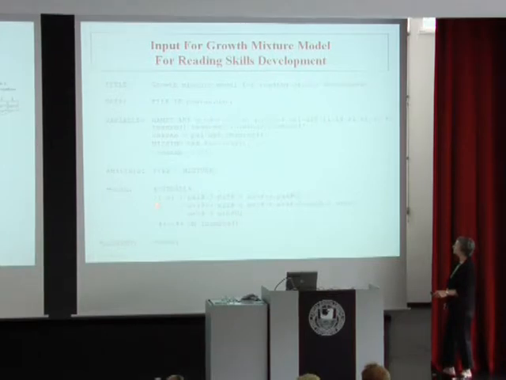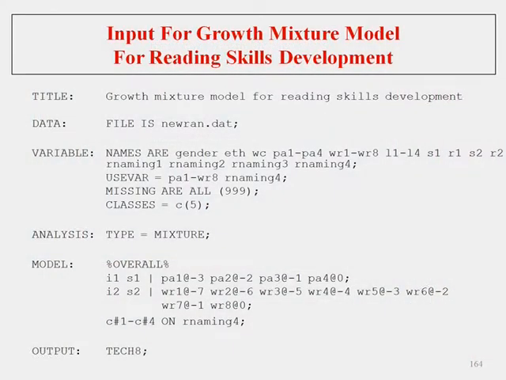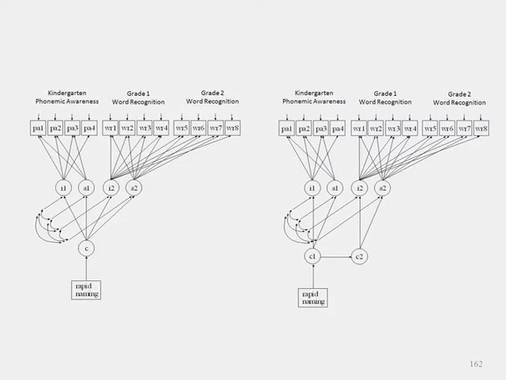And then also I2, S2, and we have the same type of issue that we're doing it at final status. We're making the final status representative of the intercept growth factor. So we have one growth model for kindergarten and a second growth model for first and second grades. We have one categorical latent variable, and we're asking for 5 classes. We have the multinomial logistic regression, C#1-C#4 on rapid naming 4. That's the bottom part of the model over there. So this is how we specify this model.